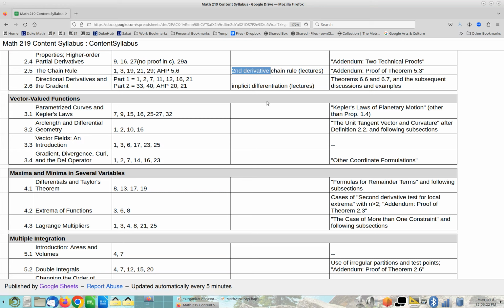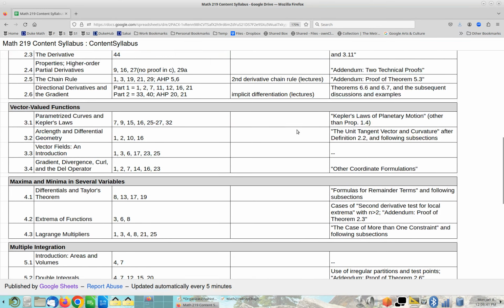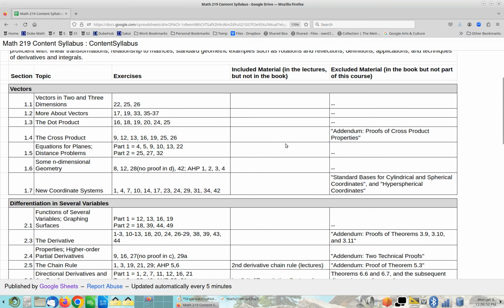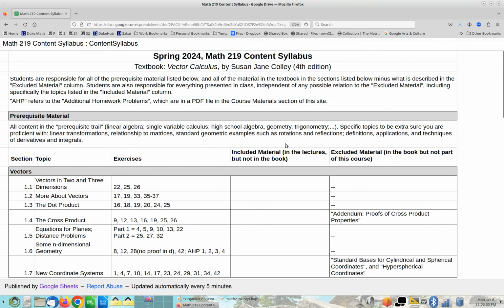So this discussion is going to be in the lectures for the course, and it's in my lecture notes, and it is part of the course. You are responsible for it, even though it's not in the textbook. Okay, and so you'll notice there's a few more examples here and there. For whatever it's worth, do notice there's a lot more in the excluded material column than the included material. So all in all, I think these little edits are to the student's advantage. Okay, all right, so that's how the content syllabus works.